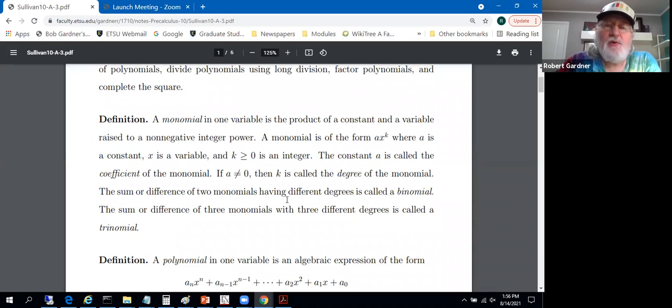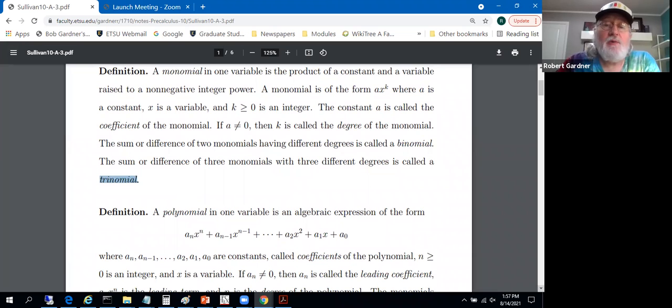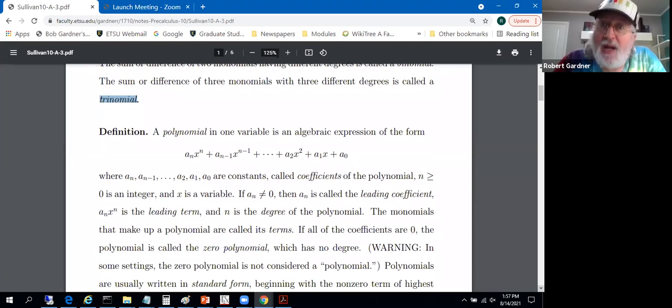The sum or difference of two monomials having different degrees is called a binomial. Of course, you're familiar with binomials, I suspect, and raising them to powers, as we'll see in this section. The sum or difference of three monomials with three different degrees is called a trinomial. A little impressed if you've heard of that before. We're not going to spend much time with trinomials. We'll probably encounter some along the way, but this is likely the last time we'll use that term trinomial. Binomials, big deal. We'll spend a fair amount of time on binomials, and monomials are simply the things that make up polynomials. So that's how all the verbiage fits together.